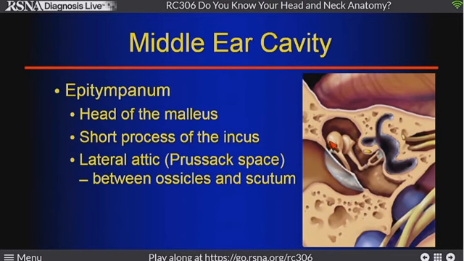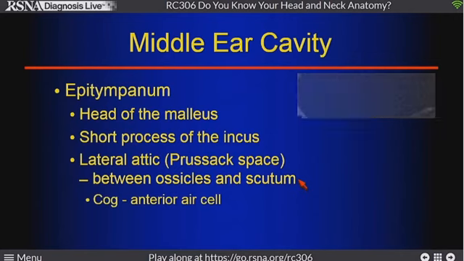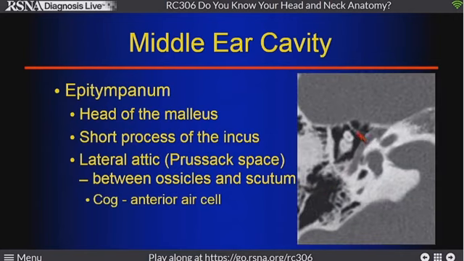So we look for soft tissue at that location between the scutum and the ossicles, pushing the ossicles medially, when we're thinking about a pars flaccida cholesteatoma. And if you hear the phrase COG, there's sometimes an anterior septation at the level of the ice cream cone, and that is a good surgical landmark. That COG is that anterior air cell.